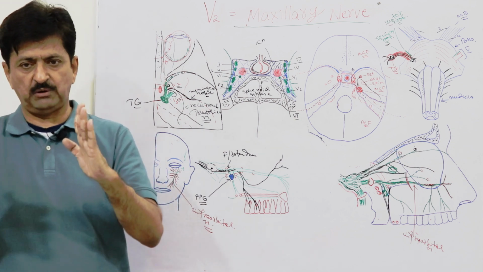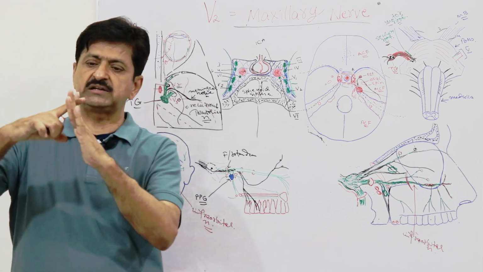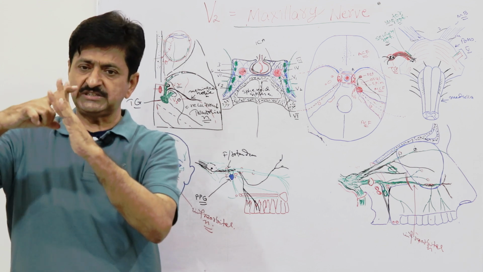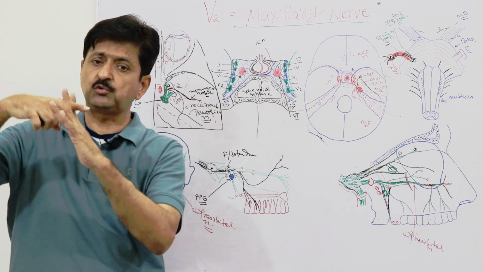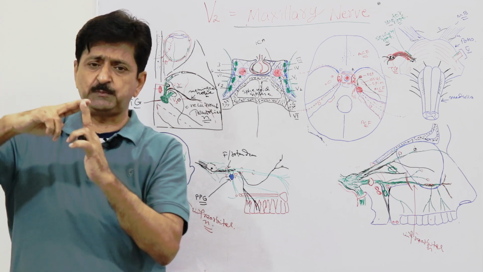Which nerve? A branch of your maxillary nerve that is called the sphenopalatine nerve actually enters inside. Once it enters inside, a very important thing, because it is supplying most of the posterior part of the mucosa of the nasal cavity, and immediately it splits up into two.